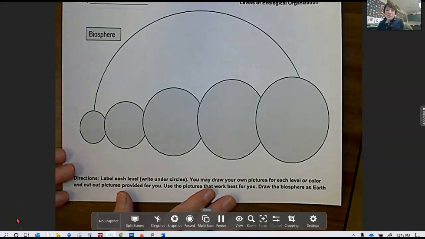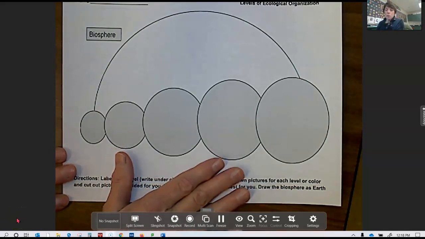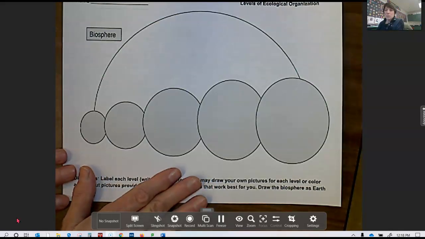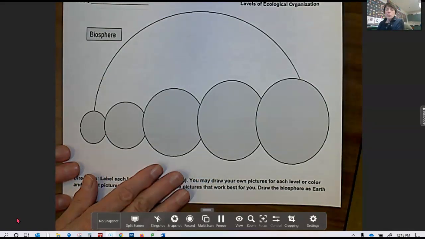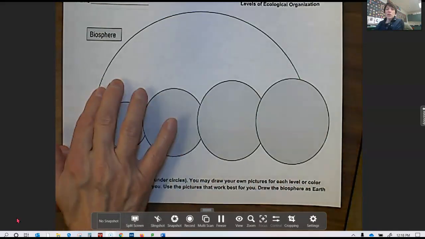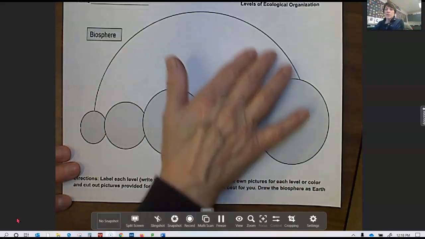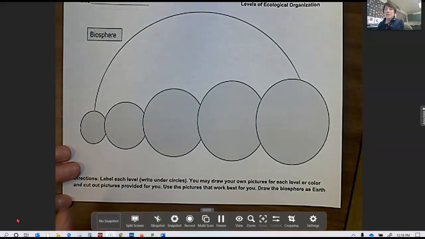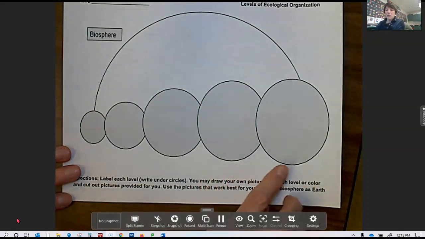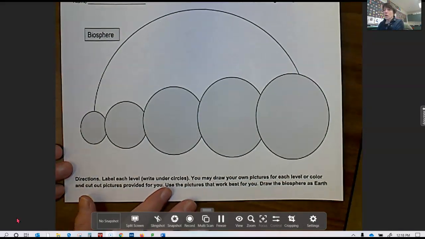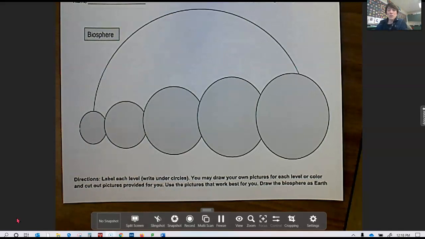Okay, for this activity, you can either draw your own pictures on here, or you can cut out and use the pictures that we'll provide for you. But you are going to use your notes and you're going to illustrate the different levels of organization. So this would be the biosphere right here, the biggest level of organization, and you're just going to make that look like the Earth there. And then this is our next level, so this would be our biome, and then work your way down and make sure that you either draw or cut out and use the pictures that we've provided for you.